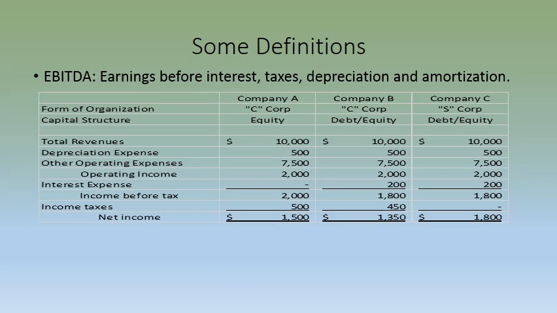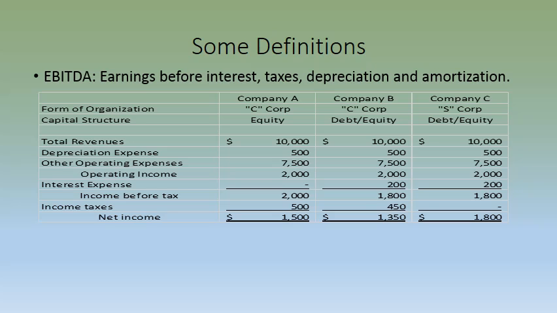Company A is a C corporation under the tax code. It reports and pays income taxes on its taxable income. Company A is financed with equity. It has no debt on its balance sheet. Company B is also a C corporation, but its capital includes some debt, so it has interest expense. Company C is an S corporation. For tax purposes, it's a flow-through entity. It pays no taxes. Taxes are recognized by the shareholders on their individual tax returns. Company C also has some debt and pays interest. Note that if Company C had no debt, its net income would be the same as its operating income, $2,000.